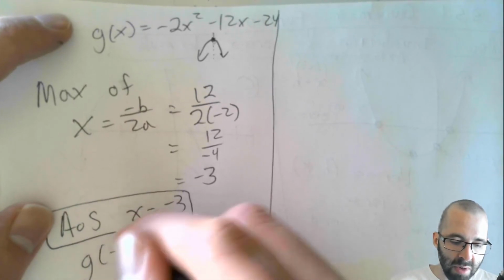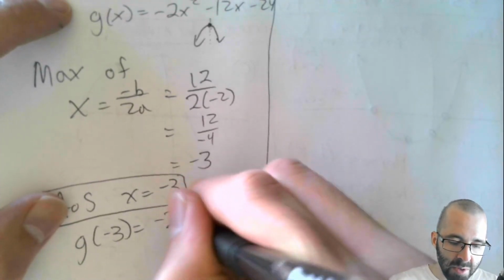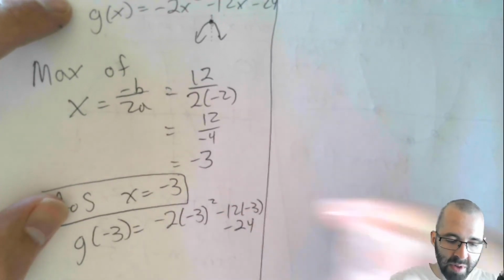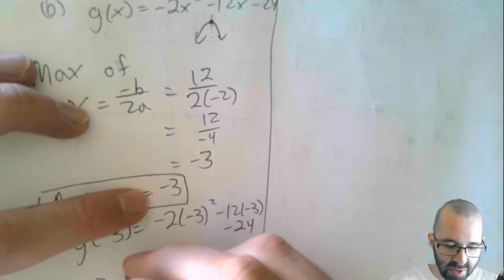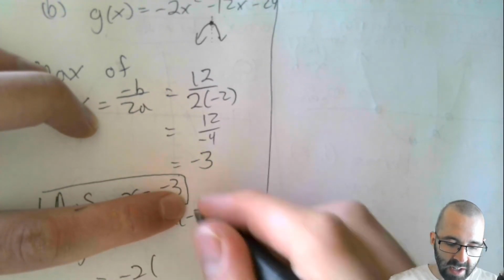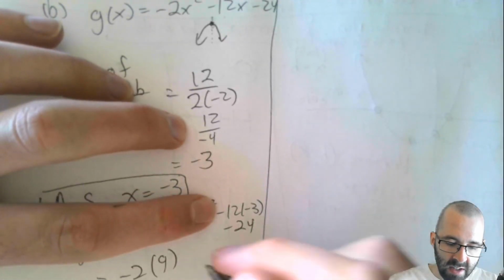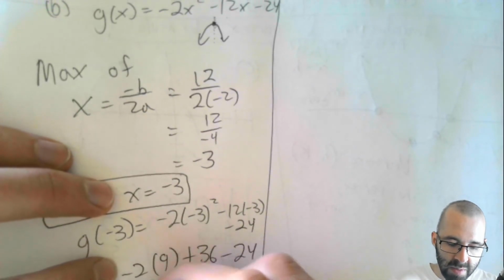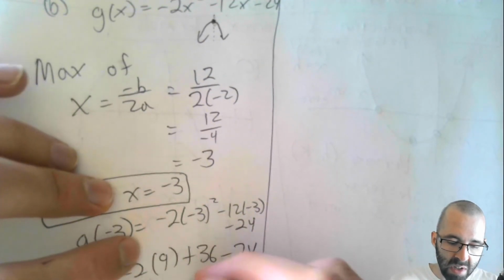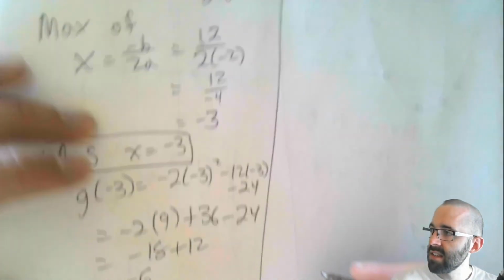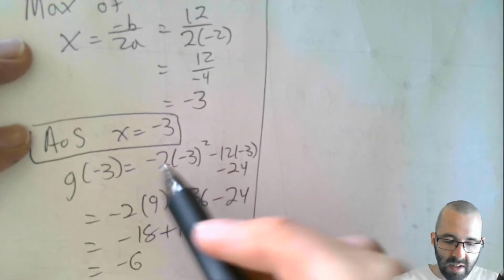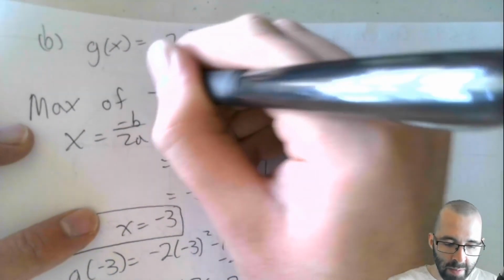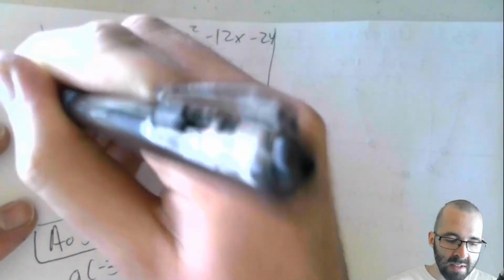So we're going to find g of negative 3. That's going to be negative 2 times negative 3 squared minus 12 times negative 3 minus 24. I can't do this one in my head. This is negative 2 times negative 3 squared is positive 9. This becomes a plus 36 minus 24. Becomes a negative 18. These two combine to be a plus 12. We get negative 6. This is the y value at the vertex. That's going to be that maximum value. The biggest this function ever gets, negative 6.